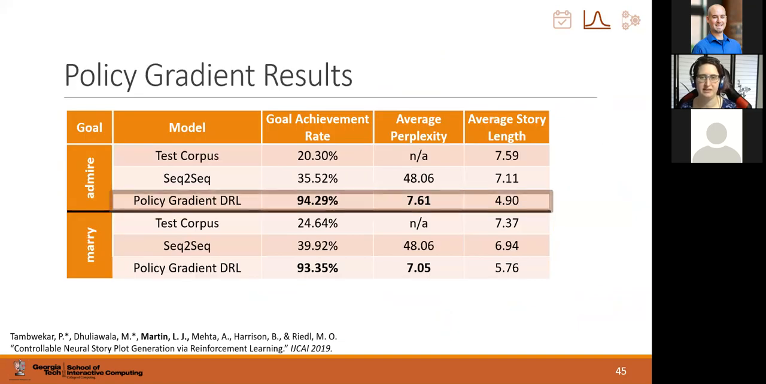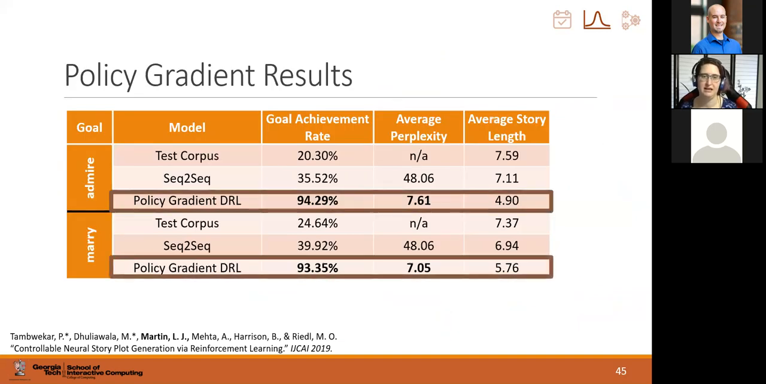So this enabled it to not only achieve the goal more frequently, but it actually lowered the complexity as well, which is interesting because it's kind of saying that by doing this clustering, we are able to capture something from the original data set that we couldn't do by just using regular loss functions.